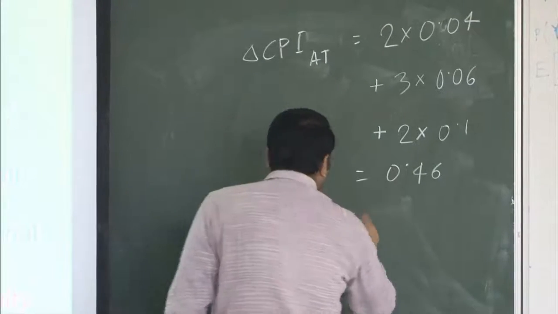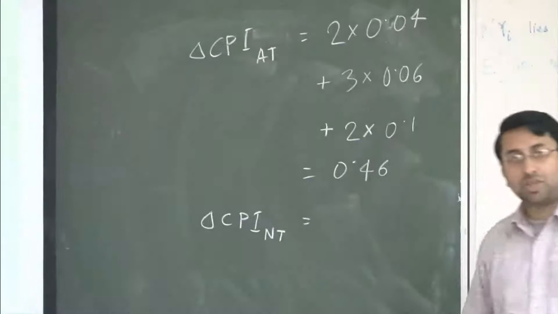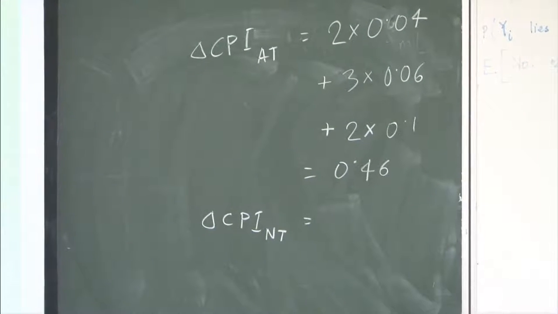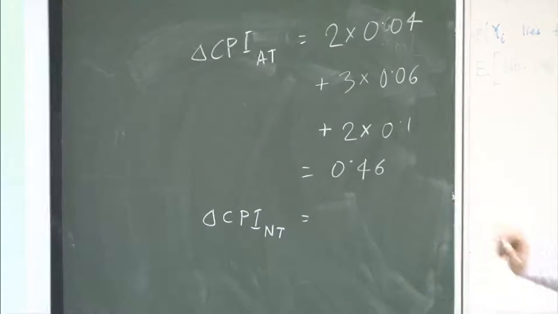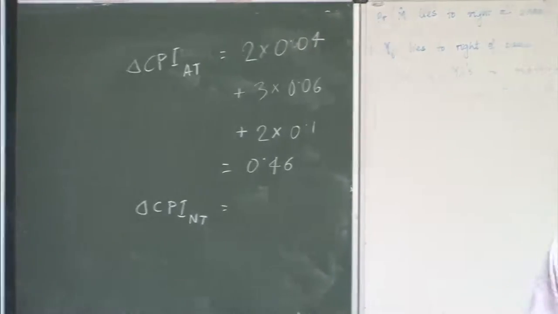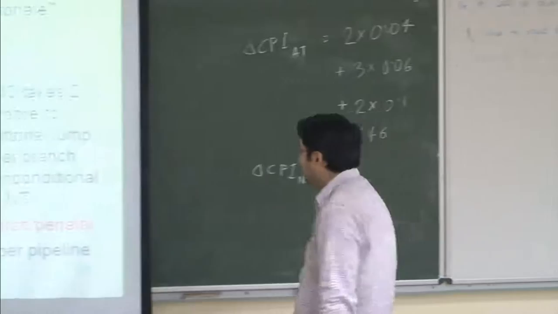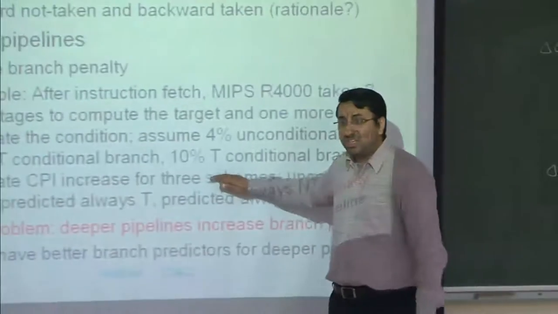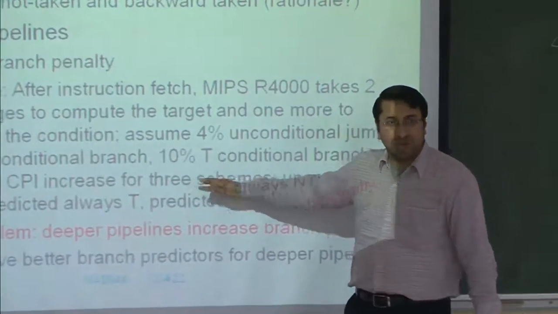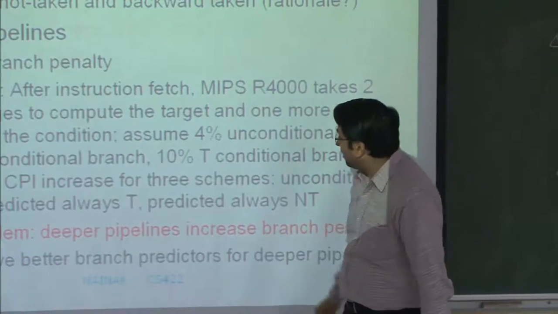Always not taking. What is your intuition? Which one is going to be better in this case? Looking at these instructions, why is that? Exactly, we have 10% taken branches, right? Yeah. So always not taking should be better. We are biased this side. But remember that, okay, all right, yeah. So let's see what it comes to.